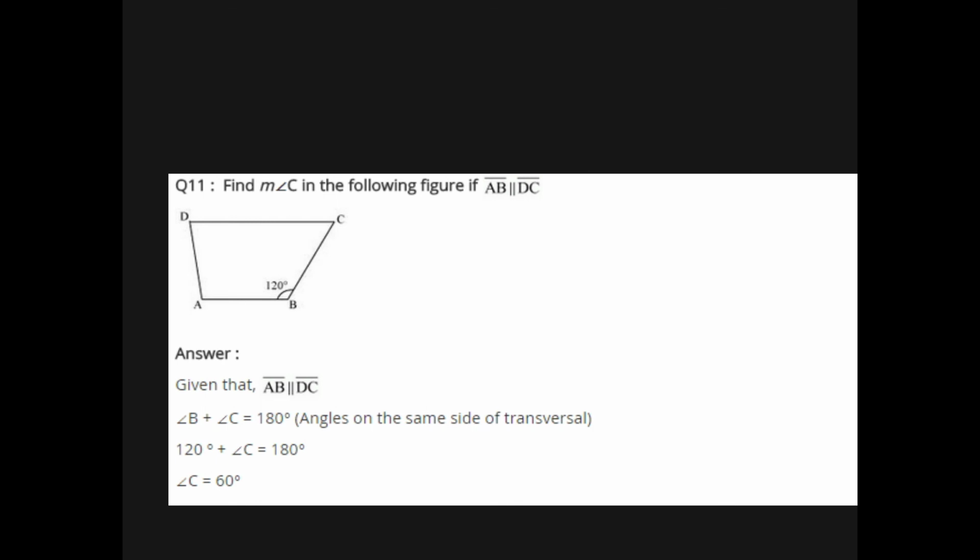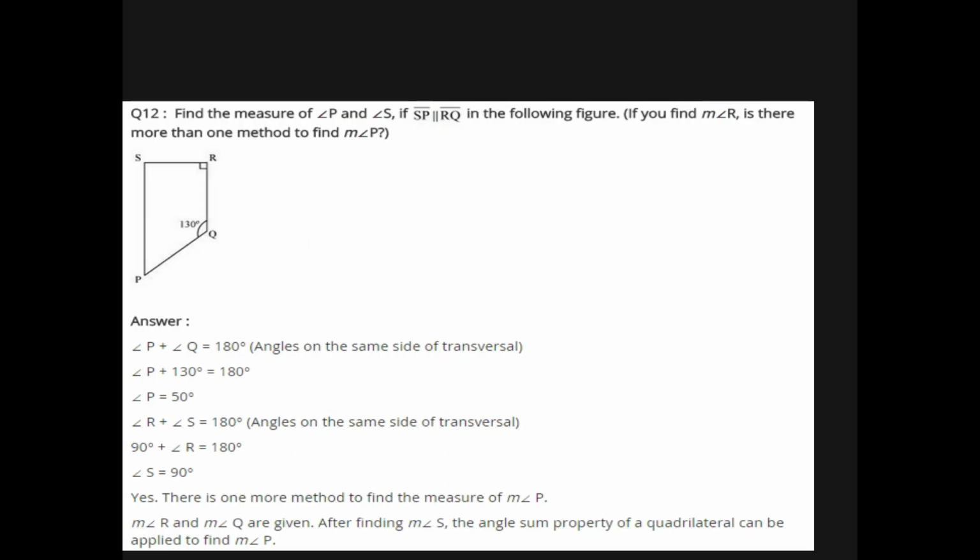Find angle C in the following figure if AB is parallel to CD. Okay, we have to find out angle C. If these two are parallel, it means according to the adjacent angle property, 120 plus angle C is equal to 180 degrees. And when we subtract 120 from 180, we will get 60 degrees. So what is the angle C? Angle C is how much? 60 degrees. Okay. Question number 12.